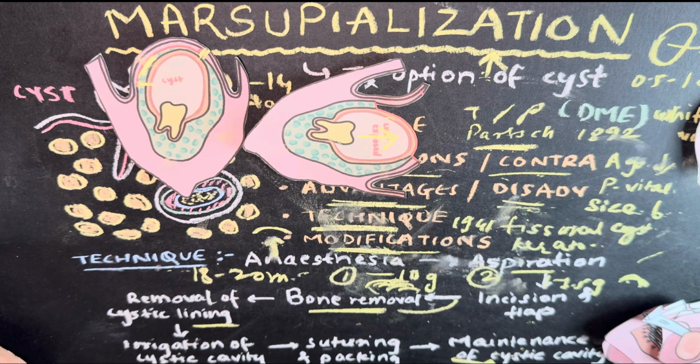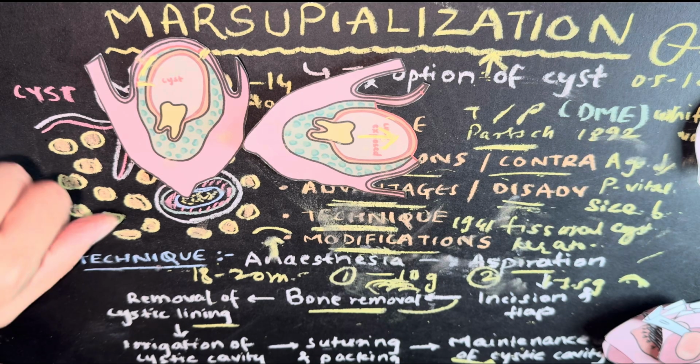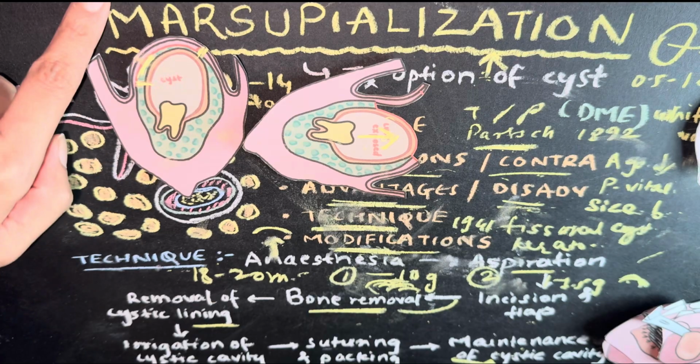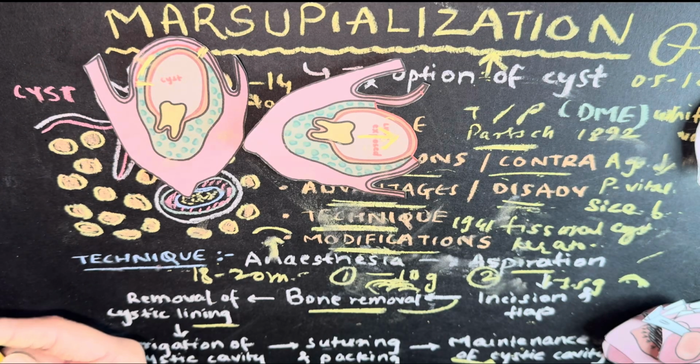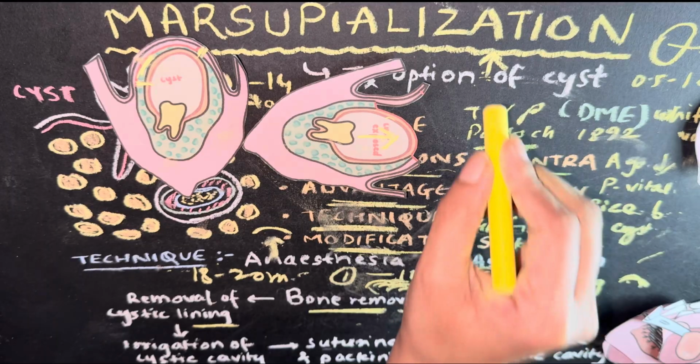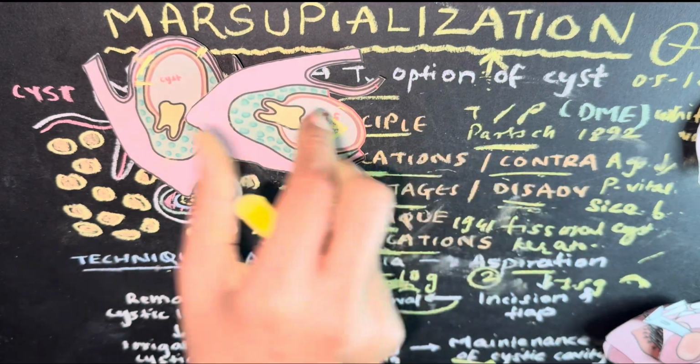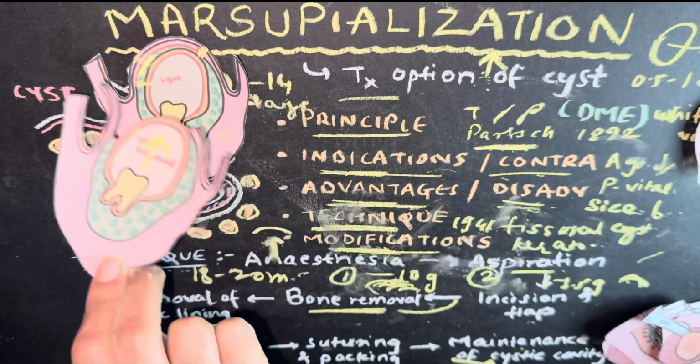Now this procedure that you are making in the maxillary sinus is slightly different from the conventional procedure that we have seen. If you want me to explain that procedure also, let me know in the comment section below, and I'll make a separate short video on that too. So this was all about this particular treatment option of the cyst, that is marsupialization. Later on we are going to see enucleation also.